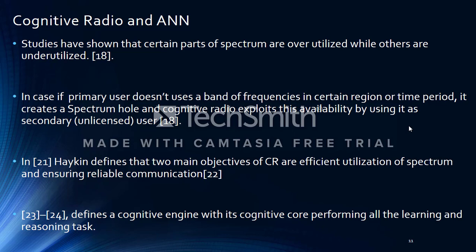In reference number 21, Haykin defined that the two main objectives of cognitive radio are efficient utilization of spectrum and ensuring reliable communication. References number 23 and 24 define a cognitive engine with its cognitive core performing all the learning and reasoning tasks.